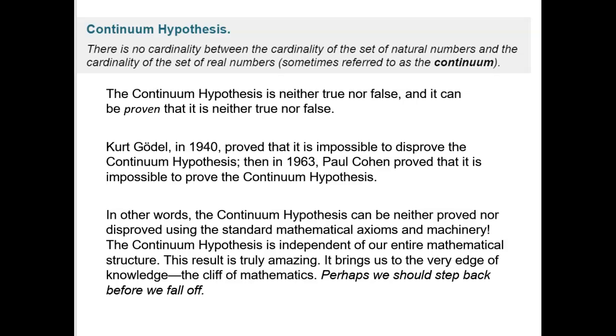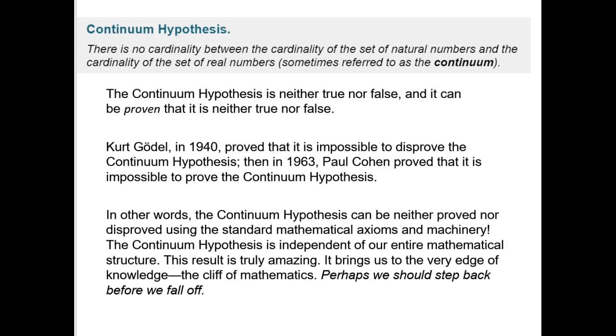Unfortunately, this hypothesis is neither true nor false. But here we go. There is no cardinality between the cardinality of the set of natural numbers and the cardinality of the set of real numbers, sometimes referred to as the continuum. There is no size between the size of the natural number set and the real number set. So we don't know if this is true or false, and in fact we can prove that it is not true and it is not false.